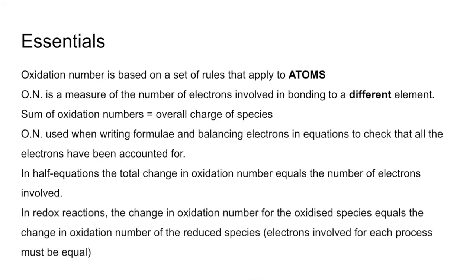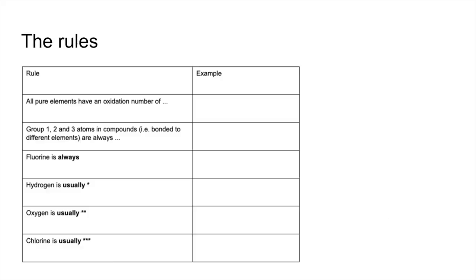And finally, in redox reactions, so when you combine the two half equations together, the change in oxidation number for the oxidized species must be equal to the change in oxidation number of the reduced species. And that's why when you combine half equations, you get the electrons to be the same. So we'll start with the rules. I'm just going to run through this table and then we'll look at some examples on the following slides.